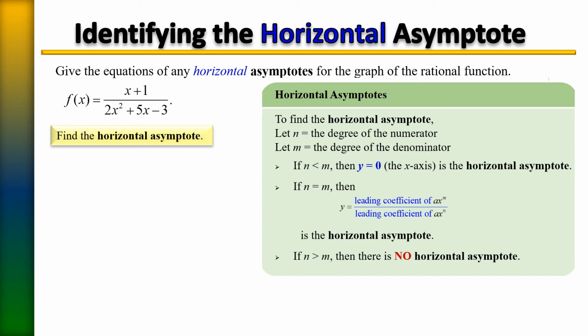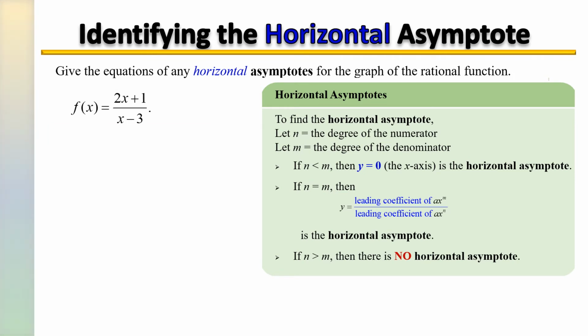So let's take a look at the rational function we were given. The top, out of all degrees, the highest degree there is 1. The bottom, out of all degrees, the highest degree is 2. So the top has a degree of 1, the bottom has a degree of 2, and since the degree of the numerator is less than the degree of the denominator, by definition our horizontal asymptote is going to be y equals 0.